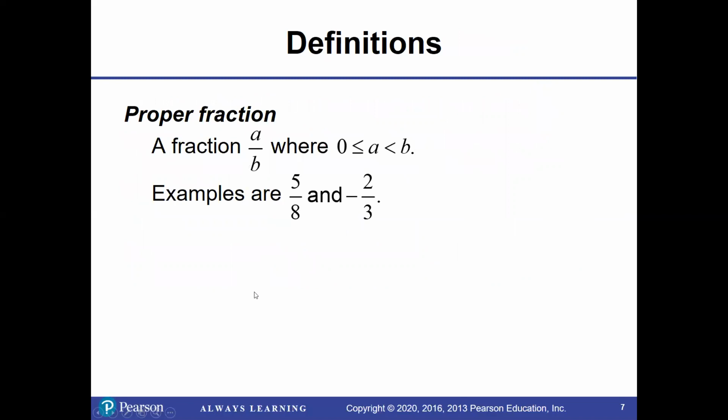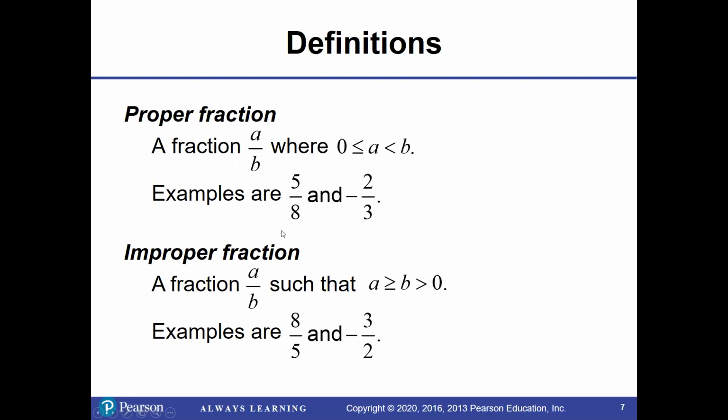All right, so proper fractions, and this is a big thing for me. What makes something a fraction and a proper fraction? A proper fraction is a number in which the numerator is smaller than the denominator. That's what this all says. 5/8, -2/3. These are both proper fractions. We sometimes misrepresent what a fraction is because we have proper fractions and improper fractions. An improper fraction is one in which the numerator is bigger than the denominator. 8/5, -3/2. The top is bigger than the bottom.